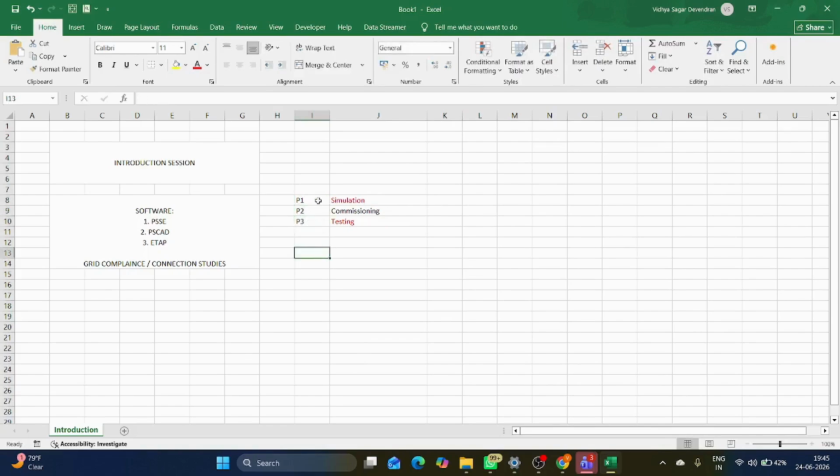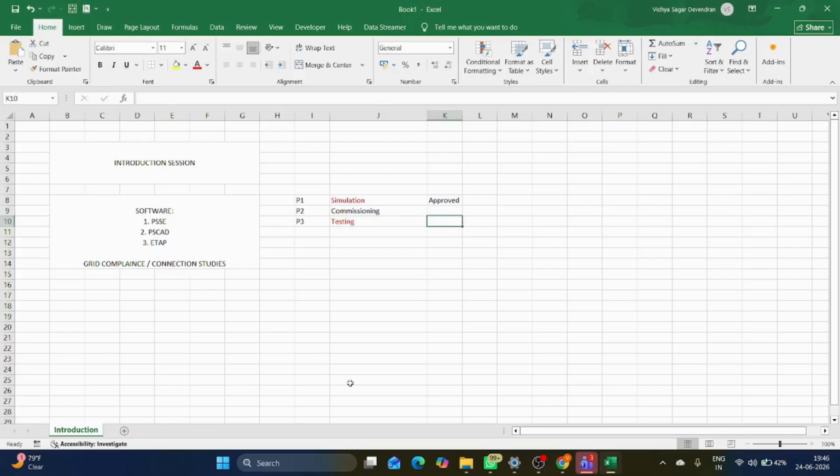What am I going to do? I am going to do the simulation study until it gets approved. I will be responsible for phase one. After it is done, my job is done. After that, the commissioning people and testing engineers take care of it. Suppose that during testing the output is not coming properly, then the problem comes back to the phase one people.